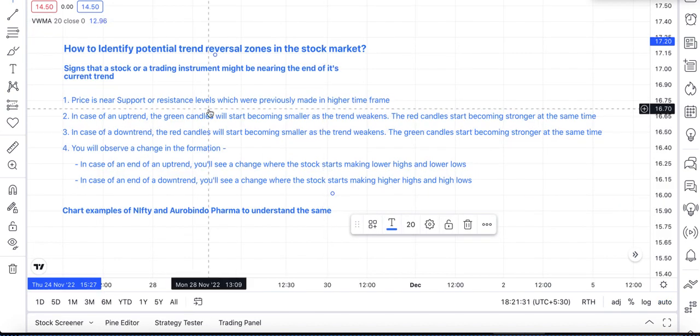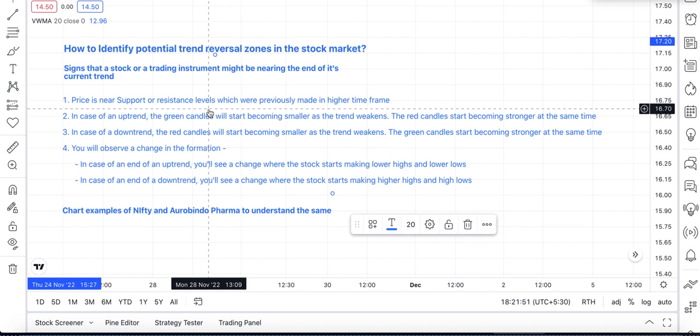Now, if the stock is in an uptrend and it's nearing the end of the uptrend, then you have to watch out for a resistance zone. But if the stock is in a downtrend and it's nearing the end of the downtrend, then you have to watch out for a possible support zone in a higher time frame. So that's the first thing to watch out for.